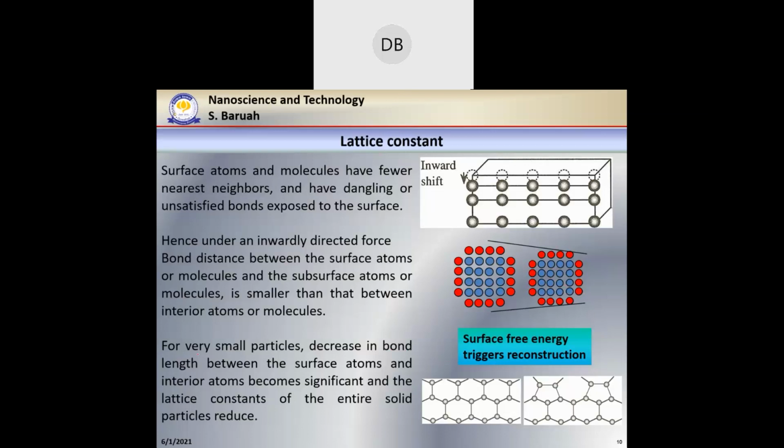Okay, good. So for very small particles, the decrease in bond length between the surface atoms and the interior atoms becomes significant, and the lattice constant of the entire solid particle reduces. The lattice constant means the spacing between the atoms in various directions, so they tend to decrease.